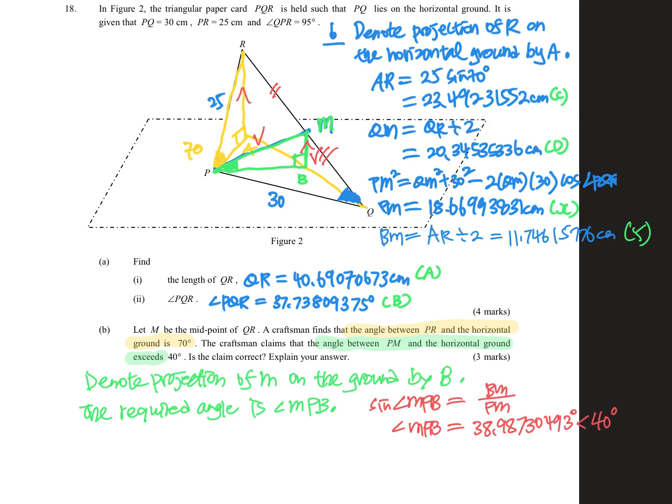The craftsman claims that the required angle will exceed 40 degrees, but our answer is less than 40 degrees. So in this case, the claim is incorrect. And then this part is done.